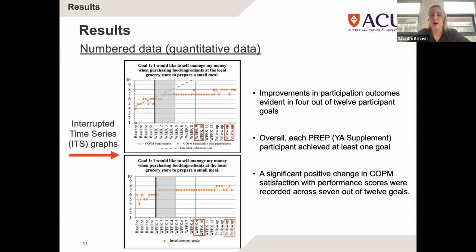Overall, we had each of our participants achieve at least 1 goal, with their involvement, performance and satisfaction scores being held or improved upon during follow-up where there was no continued intervention from our clinicians. And lastly, we had a significant positive change in COPM satisfaction with performance scores. This meant a change of 2 or more was recorded across 7 of the 12 participant goals.